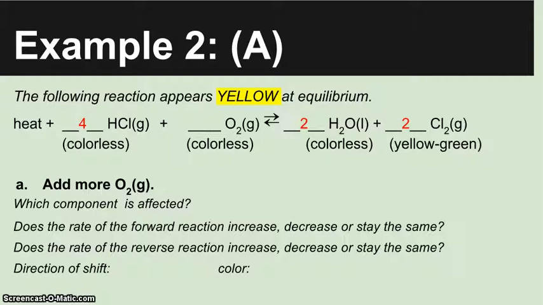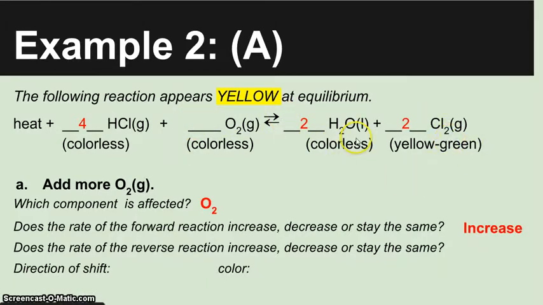So which component of this reaction is affected by having more oxygen gas around? Well, I hope you can see that since O2 is a reactant, and we're adding more of it, we're going to increase the concentration of the O2 gas, the oxygen gas. So where does that appear? Is that in the forward reaction, the reactants, or in the reverse reaction, the products? Again, it's on the reactant side. So if I increase the concentration of the reactants, I'm going to increase the rate of the forward reaction. So the forward reaction increases.